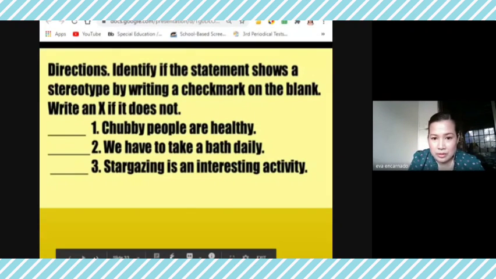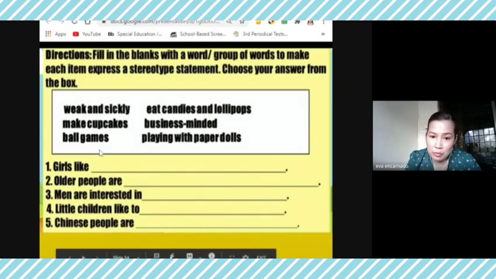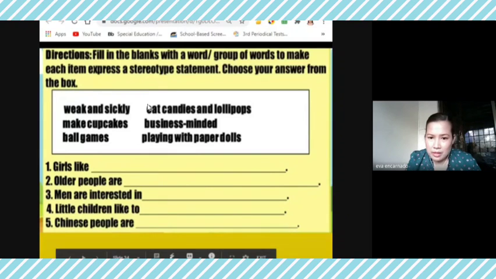Okay, this next second activity. Okay, all you have to do is to fill in the blanks with word or group of words to make each item express a stereotype statement. Choose your answer inside the box. So answer only na lang. Girls like, weak and sickly, make cupcakes, ball games, eat candies and lollipops, business-minded, or playing with paper dolls. So pili na lang kayo dyan for number 1, answer only. Number 2, older people are, So there are 6 choices, but the other one is not probably the right choice. Okay?